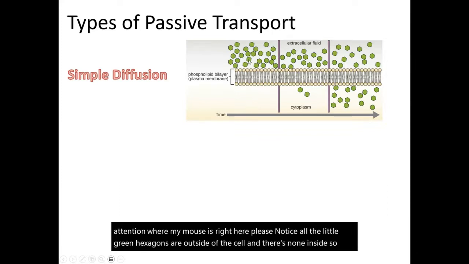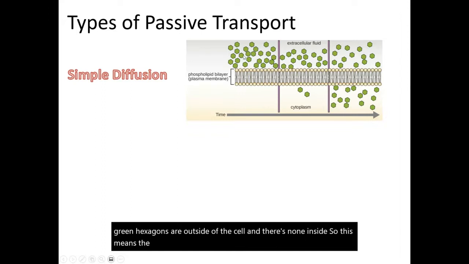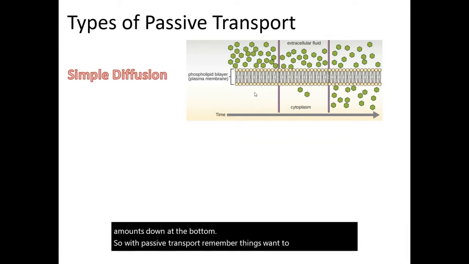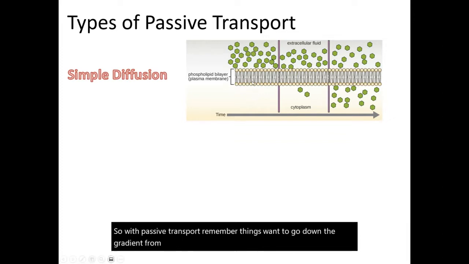So this means the concentration gradient, we have high amounts up top, low amounts down at the bottom. So with passive transport, remember, things want to go down the gradient from high amounts to low amounts. So they're naturally going to start crossing that plasma membrane. So now look in the middle. Do you see how two of them have already crossed over? And you can see a few here that are trying to wiggle their way across.